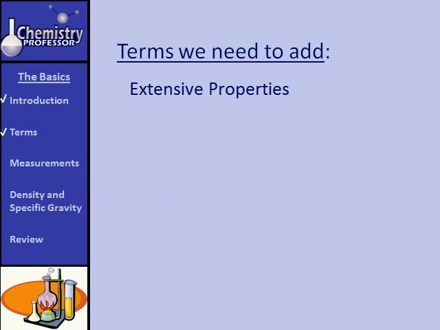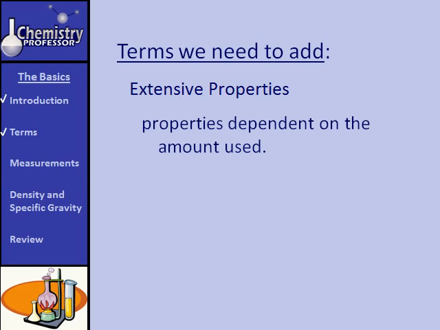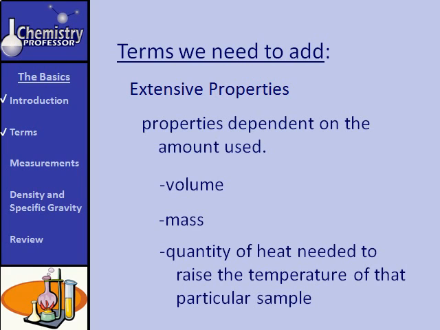What about extensive properties? Well, extensive properties are dependent on the amount of material that you're using. Some examples: the volume. The volume is definitely dependent on how much you use, as is the mass. What about the quantity of heat needed to raise the temperature of the sample? There's a lot of difference between the amount of heat needed to raise the temperature of half a gram and the amount of heat needed to raise the temperature of 5 metric tons. These are extensive properties.